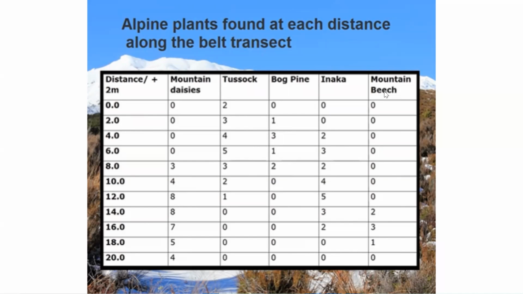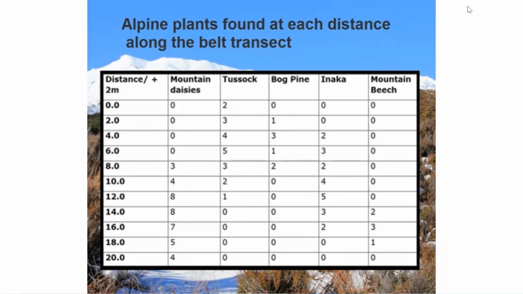Looking at the mountain beech column, what information can you give me about the distribution of this mountain beech along the transect? Waiting for your responses. Distribution is unequal and frequency is low. Thank you for giving a general statement. I'm looking for citing of data.